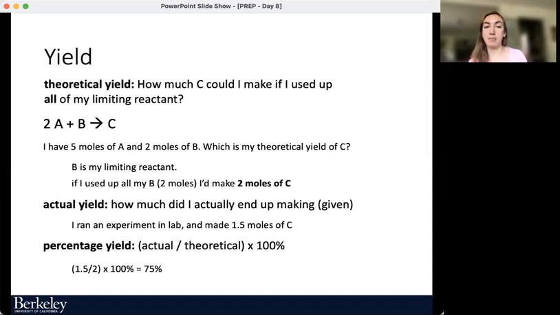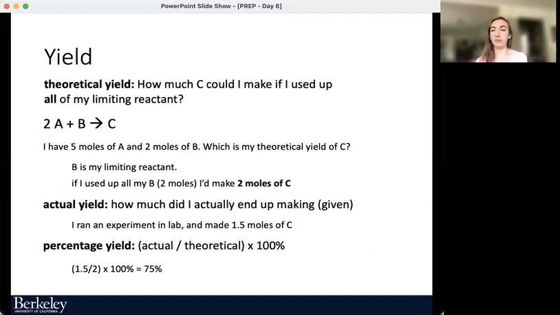So just to repeat, my theoretical yield is the best that I could possibly do given the reactants that I have in front of me. The actual yield is how much I actually ended up making. So that would need to be given to you. Someone needs to tell you. And then the percentage yield is the actual divided by my theoretical times 100.